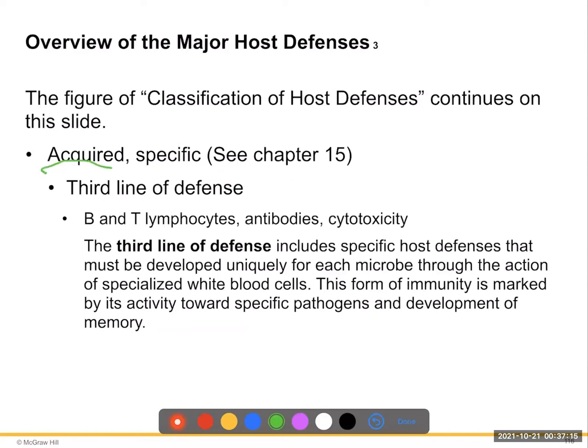Acquired is a specific response. This is our learned or memory response: B and T lymphocytes, antibodies, and cytotoxicity. So the third line of defense includes specific host defenses that must develop uniquely for each microbe, through the action of specialized white blood cells. We have to mark each microbe as foreign and learn that as a foreign material. This is a learned response. This form of immunity is marked by its activity towards specific pathogens and development of memory. These B cells and T cells learn what is foreign.